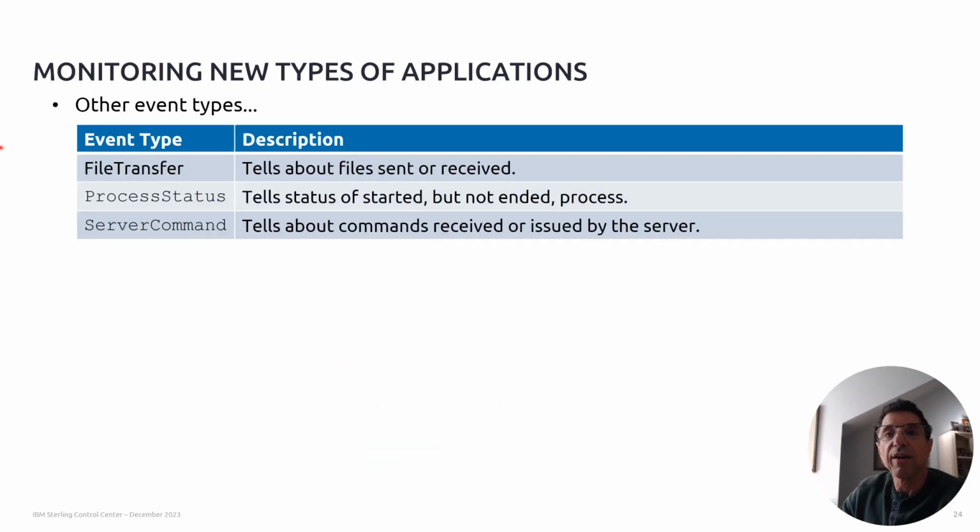You can also use file transfer events if you don't want to use the process events like I showed. You can send in process status events to tell Control Center the status of started but not ended processes. And there's a server command kind of event to tell Control Center about commands that were issued or received by the server. Maybe somebody did a delete process on that server and you want to relay that information to Control Center. Well, you can do that with a server command kind of event.